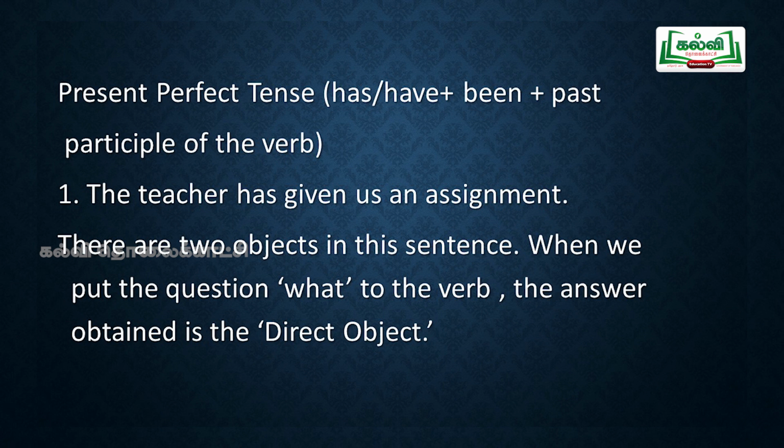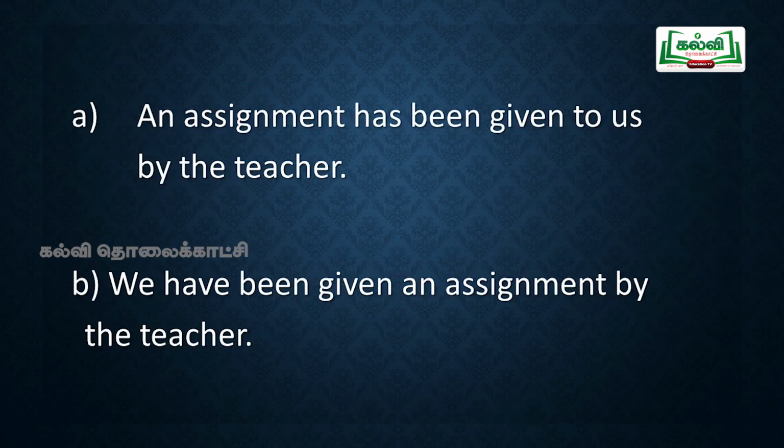Now put the question whom to the verb. The teacher has given whom an assignment? Us. So indirect object. So we get 2 answers in the passive. So the first answer is an assignment has been given to us by the teacher. And the next answer is we have been given an assignment by the teacher.